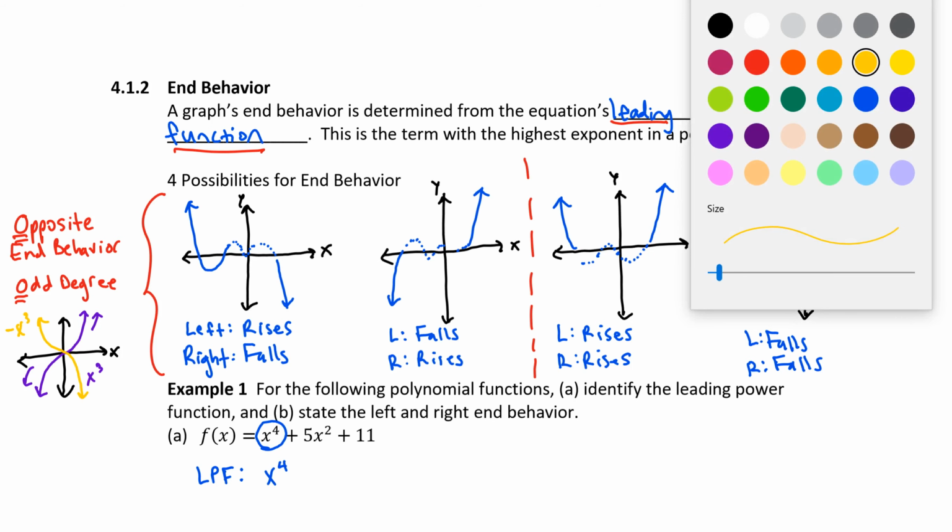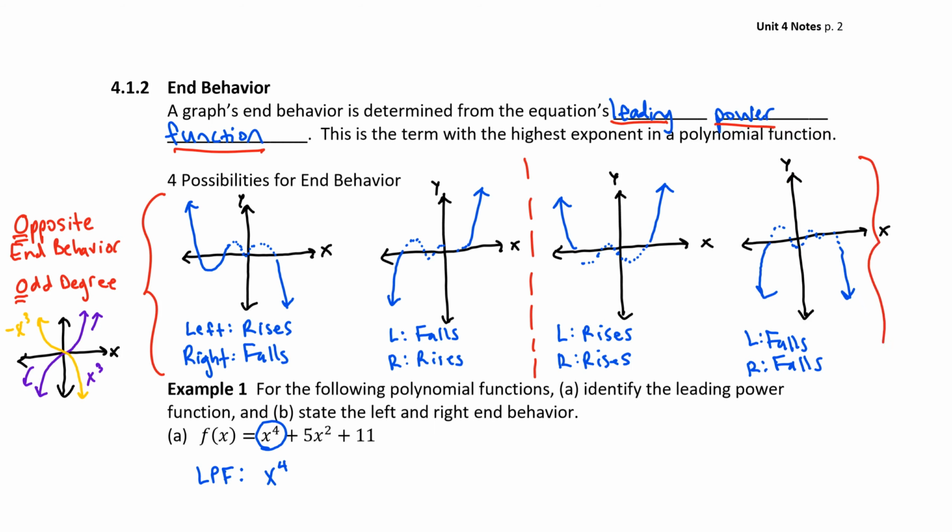Now, the other big category that we have here is these 2 cases. In this case, we have the same end behavior. Both sides rise or fall. This occurs with an even power function. Either both sides rise or both sides fall. We can compare any even degree leading power function with our most basic even degree power function, that is y equals x squared.